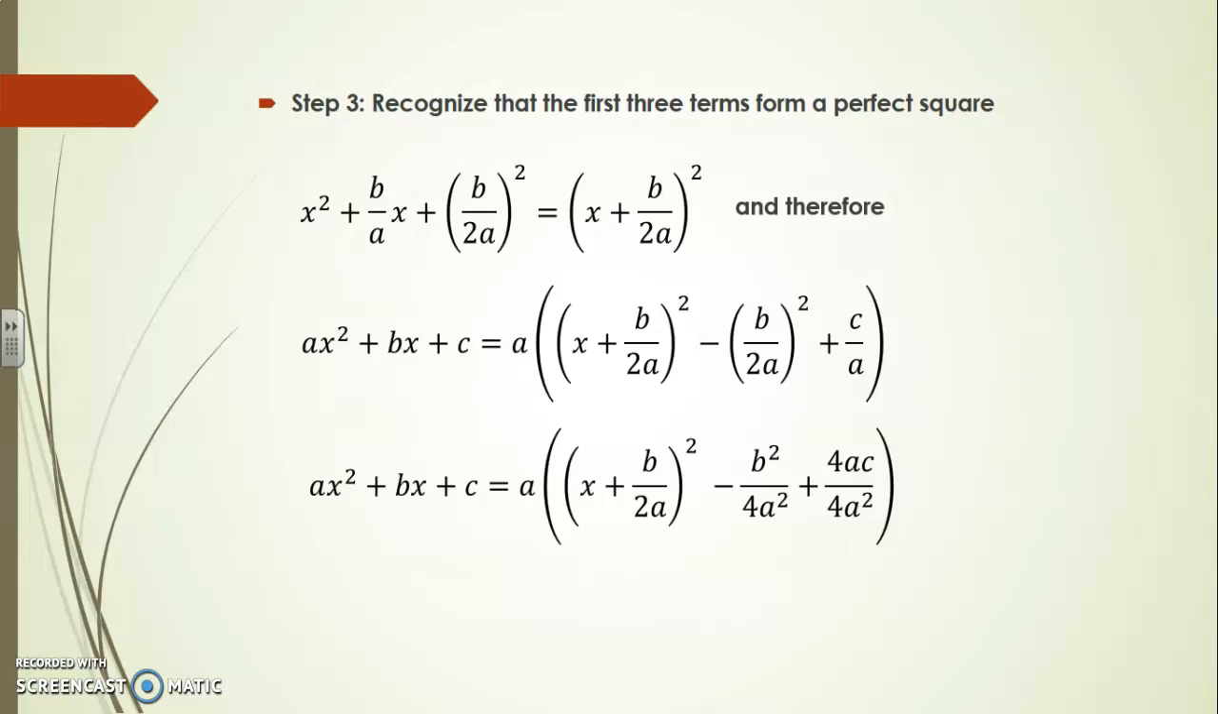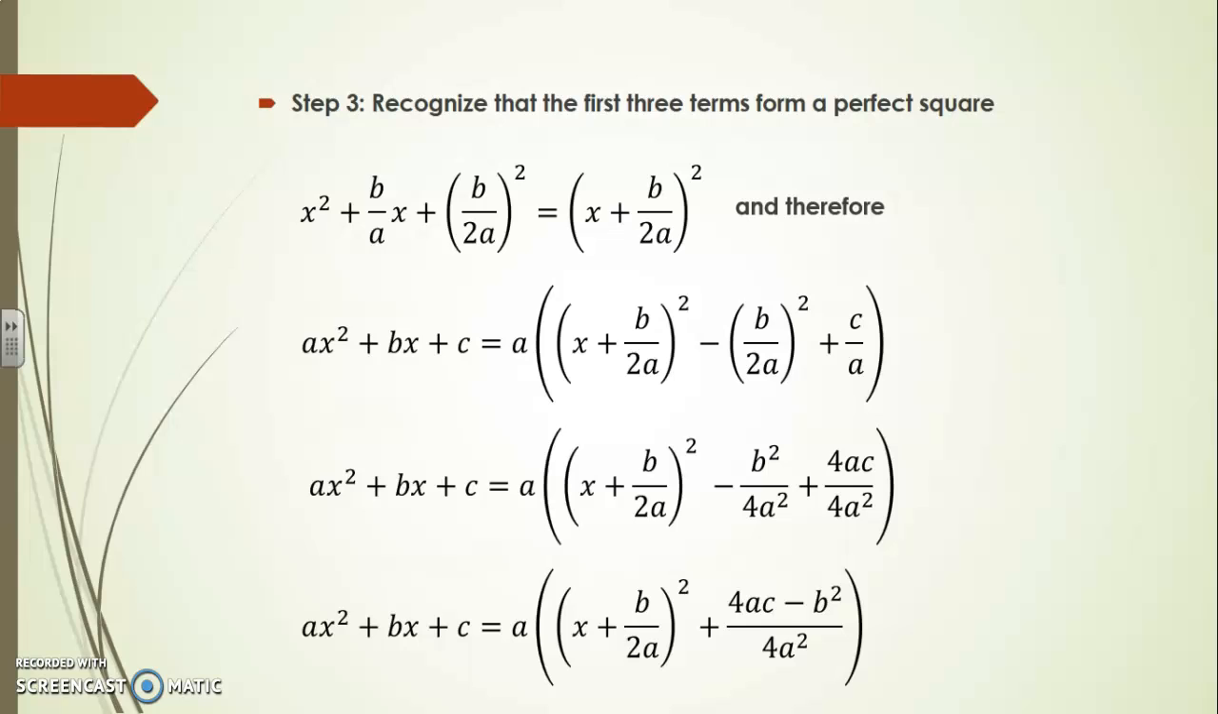Applying the square to the fraction means we're applying the square to both the b and to the 2a term, which now becomes 4a squared. And in the meantime, I've also set up common denominators for the last two terms in order to regroup them as one.